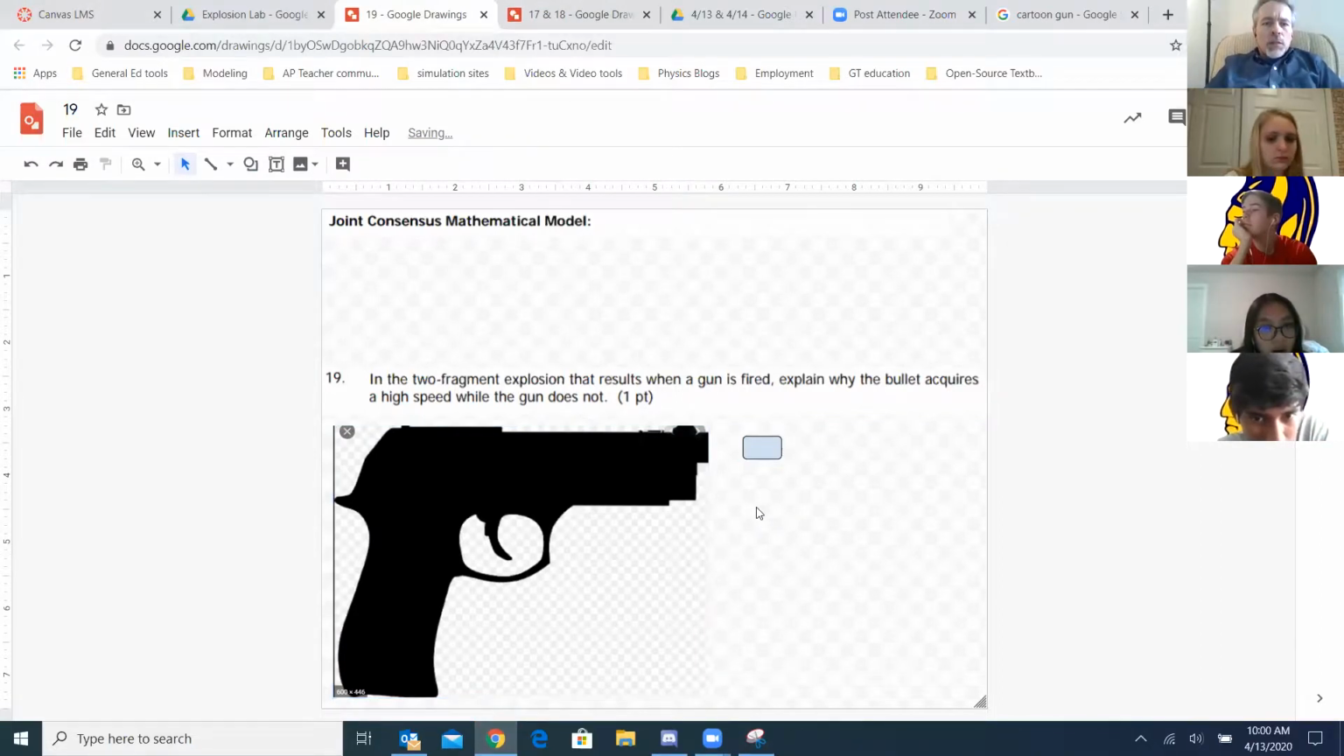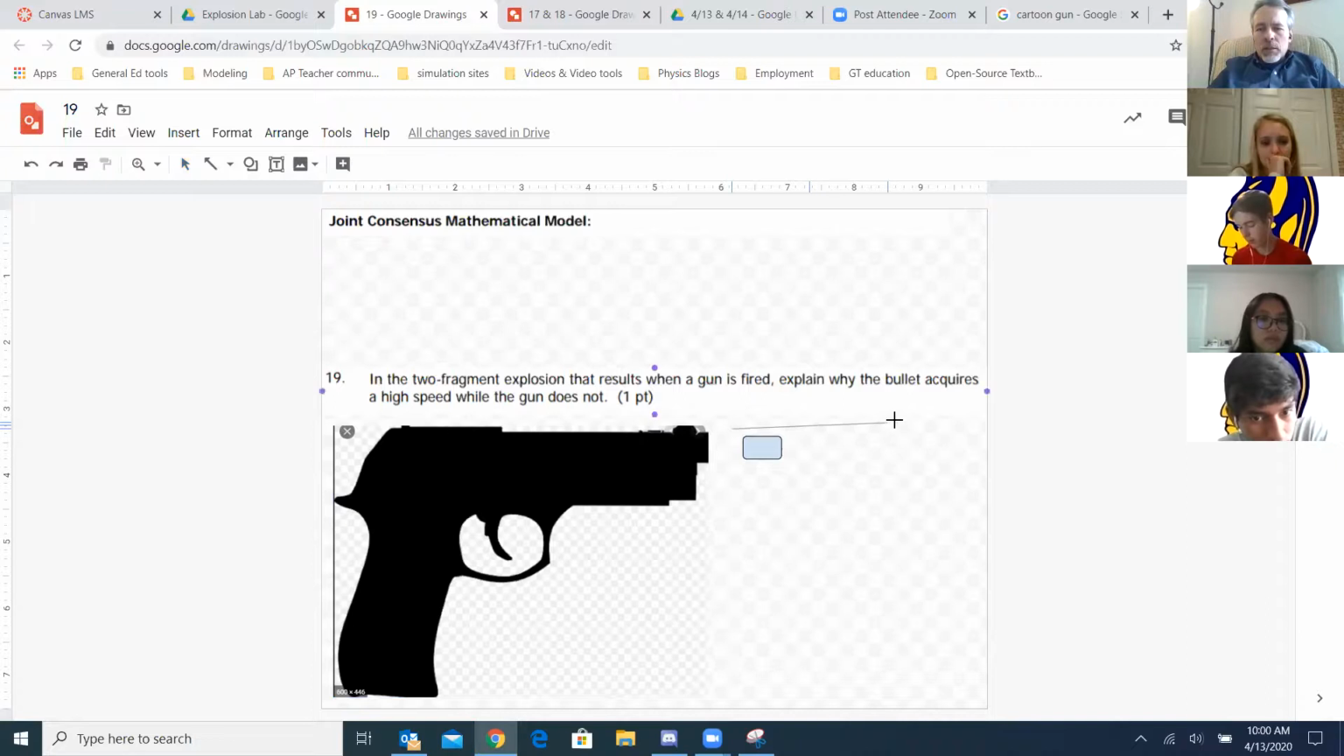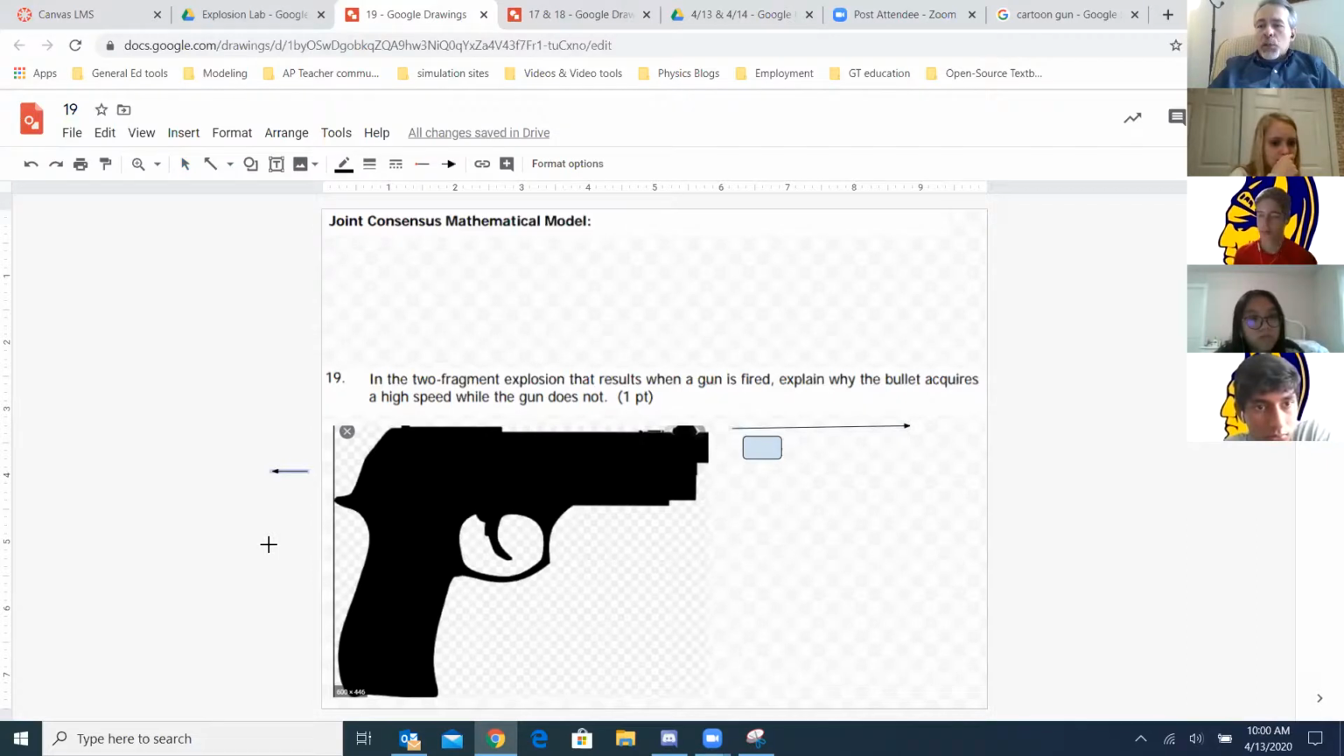The question is, in this explosion that happens, why is it that the bullet has so much faster speed than the gun? The gun actually does move too. The gun moves backwards. I'm not sure if you've ever shot a gun before, but it does kind of recoil, it kicks backward a little bit. The question is, why is it that the bullet acquires so much bigger speed than the gun?